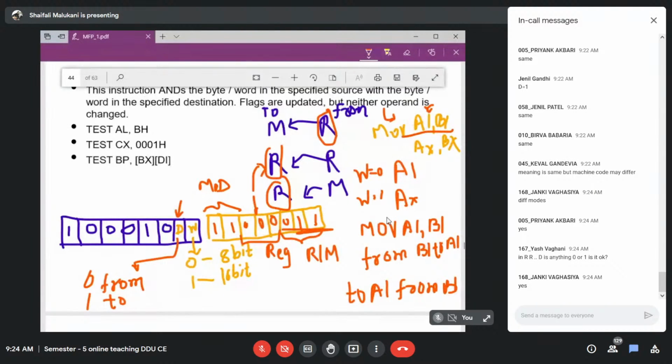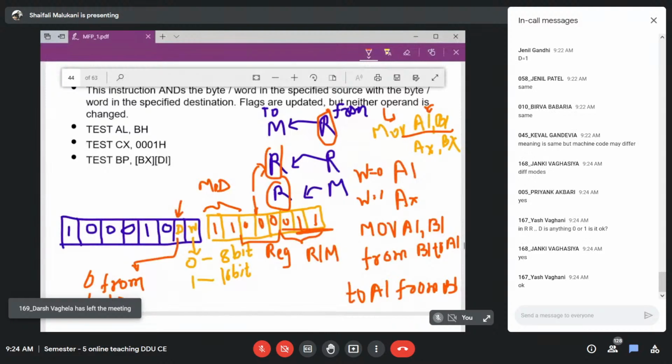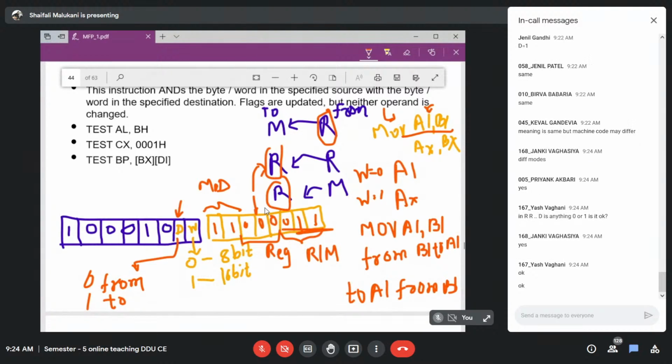In register to register, D is anything, 0 or 1. Is it okay? Yes, it can be 0 or 1, but of course, according to that, you have to take care of the meaning of this register and register to memory. D is for direction, to or from, right? So whatever you specify, this register will act accordingly. Okay, fine. We are going to the different modes, that's why I told you that complications are going to increase. But up to this, if you are clear, then we can go to the next one. Okay, so I think everyone is clear here.